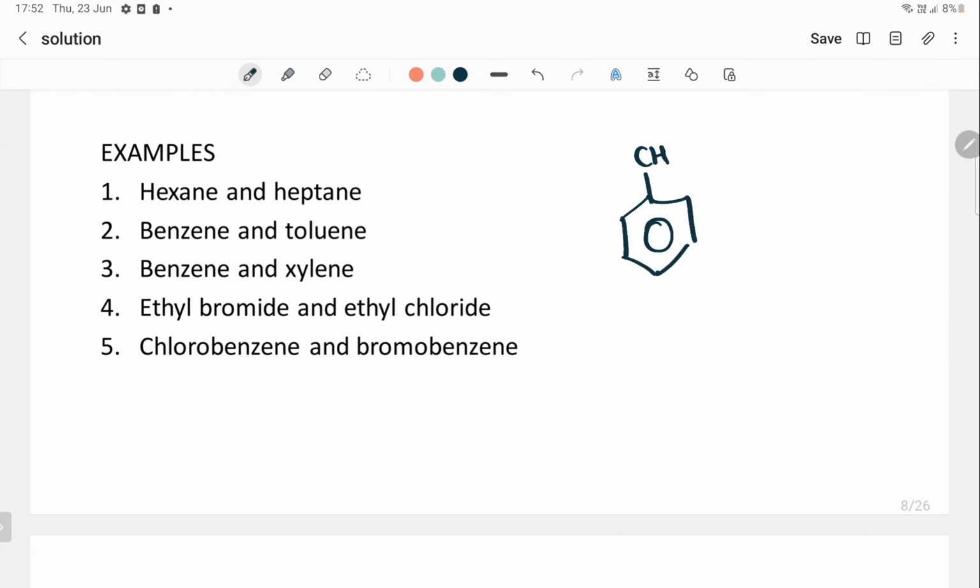Yes, yes. So this is toluene. Another CH3 will be there. This is xylene. Do you know about cresol? We studied this in alcohols, phenols and halogen compounds. Clear with this one?